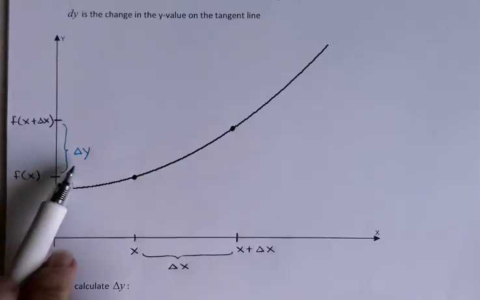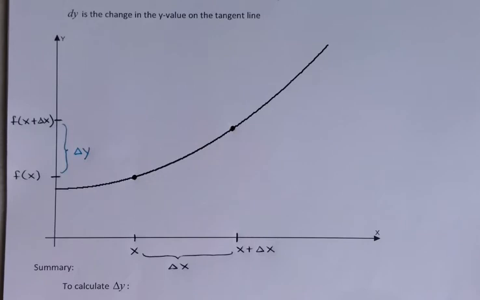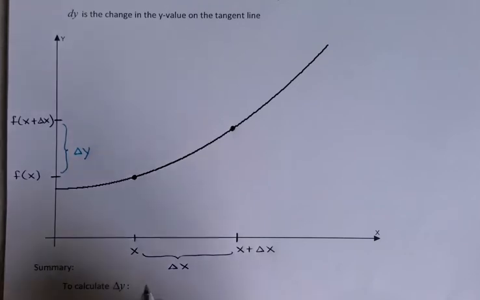In order to actually calculate that value of delta y, or the change in y, we just subtract f of x plus delta x minus f of x.